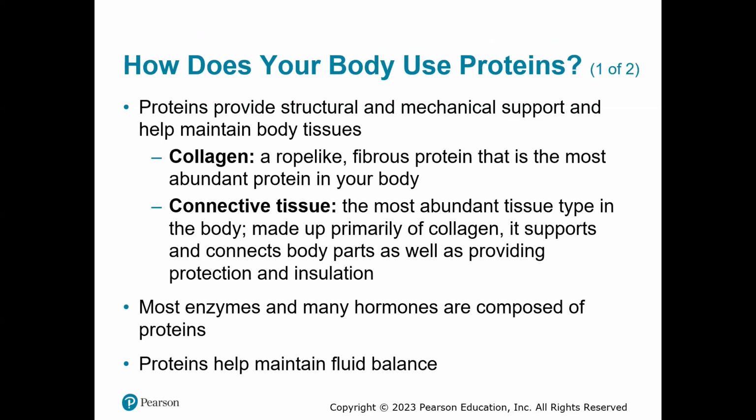All right, so what do we use proteins for? Basically everything in the body. So they're structural, mechanical support. We build this really awesome rope-like protein called collagen, which is the most abundant protein in your entire body. And it makes up a lot of our connective tissue. We use collagen in basically all of our connective tissue to provide a lot of strength for the tissue.